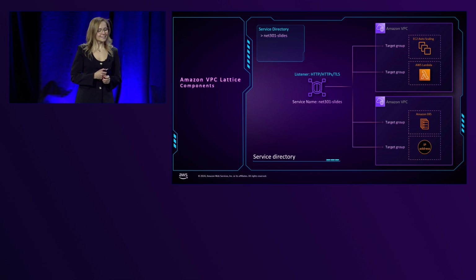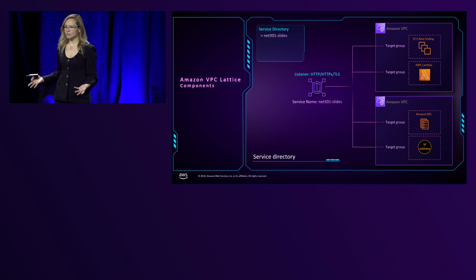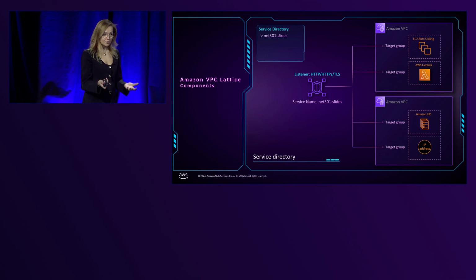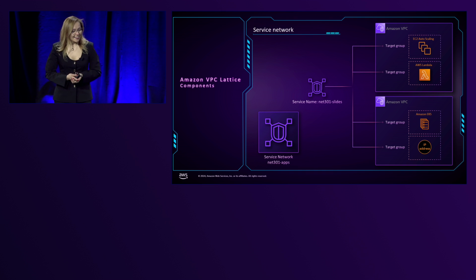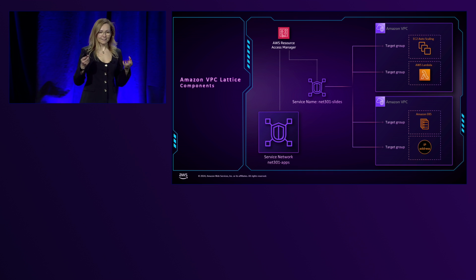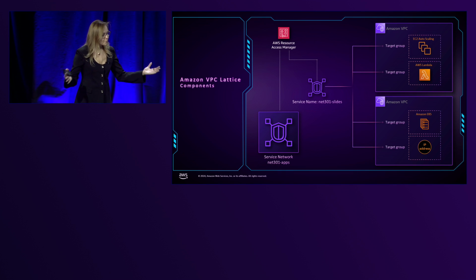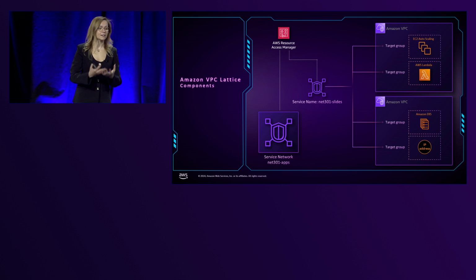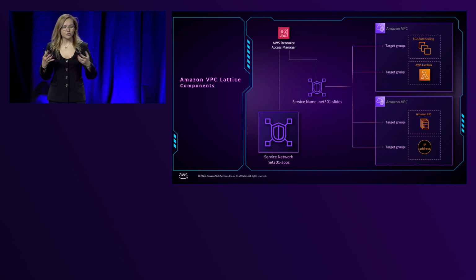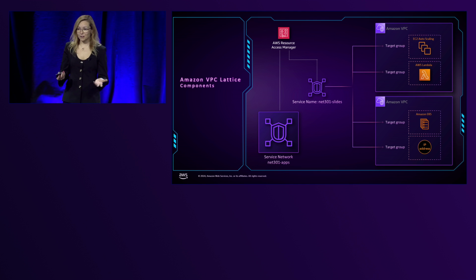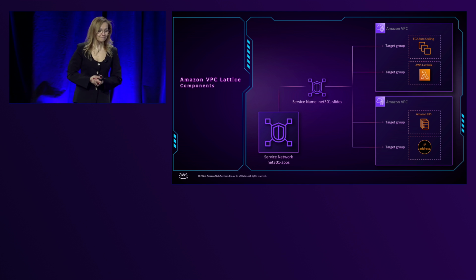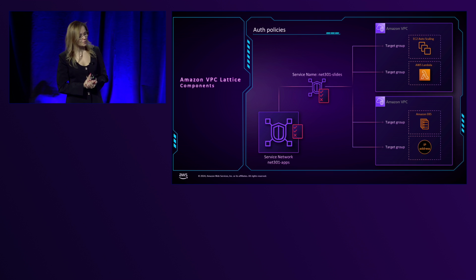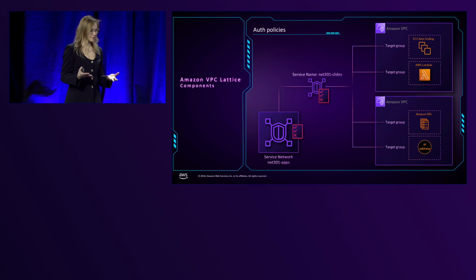The second one is the service directory. Whenever you create a service in an account or a service is shared with you through Resource Access Manager, it appears in the service directory. Then we have the service network, which is a logical construct that allows you to bring services and clients together that have the same security and connectivity requirements. Both the services and the service networks are RAM shareable constructs. Depending on your operational model, you can choose which one you want to share. And you can associate services to the service networks.